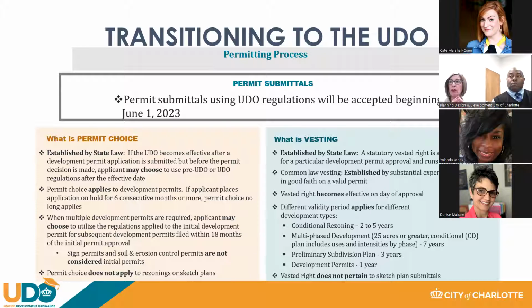When multiple development permits are required, applicants may choose to utilize the regulations applied to the initial development permit for subsequent development permits filed within 18 months of the initial approval. Please note, sign permits and soil erosion control permits are not considered initial permits, and permit choice does not apply to rezonings or sketch plans.